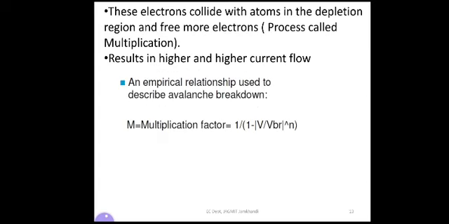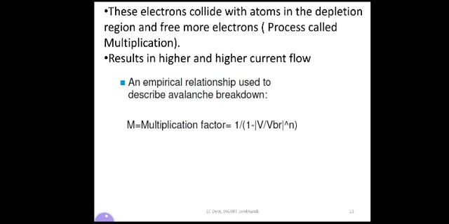These electrons collide with atoms in the depletion region and free more electrons. This process is nothing but carrier multiplication, as the carriers or electrons get more and more in very large number. This results in a considerable increase in the flow of current through the PN junction. The associated phenomenon is called avalanche breakdown. So this process itself is called avalanche breakdown.